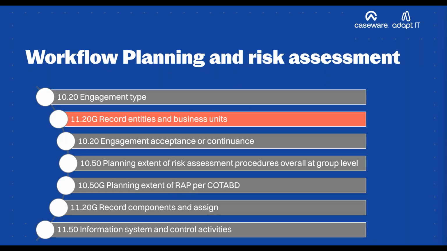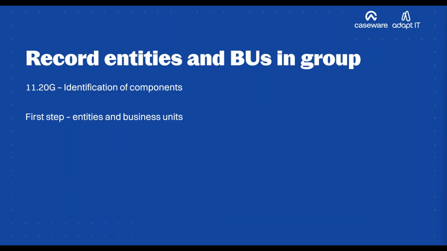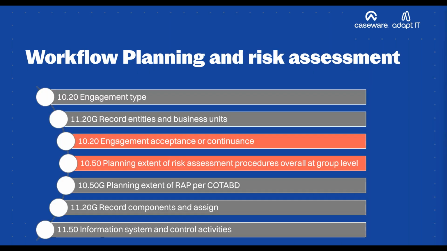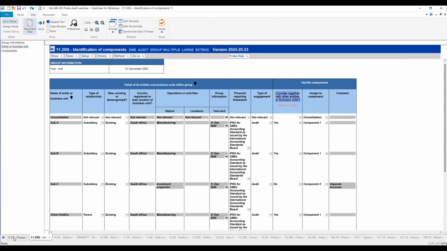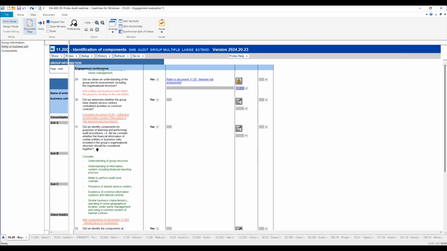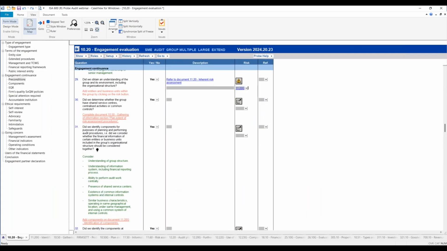So that's what we've done now. We've recorded the entities and the business units. And as I say there on the slides, we just did the first step. And then we go back. We're done in 1120G, and we go back to the engagement acceptance, because we weren't done with that yet. We need to go back to it. Okay, so I'll go back to 1020 and say, right, you asked me to go and document my understanding of the group.